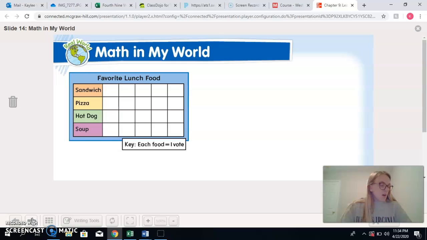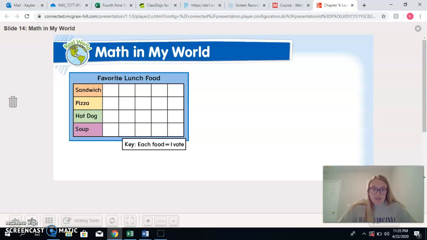Okay, we are now going to be on page 535. If you read at the bottom of your page, on page 535, this is what it says. It says that I'm supposed to ask 5 classmates to pick their favorite lunch food, and we are supposed to draw a picture in the chart to show each person's choice.